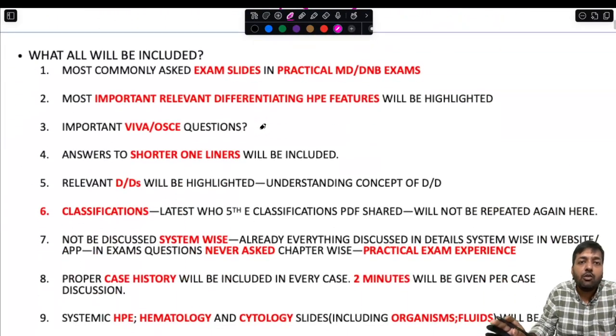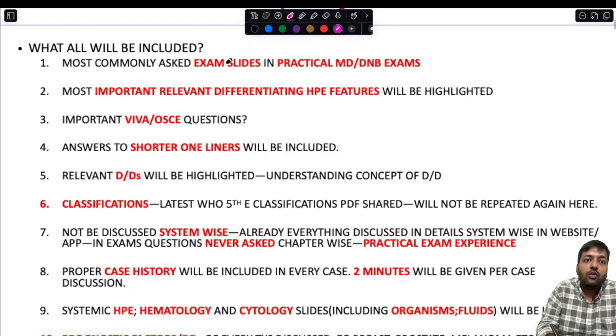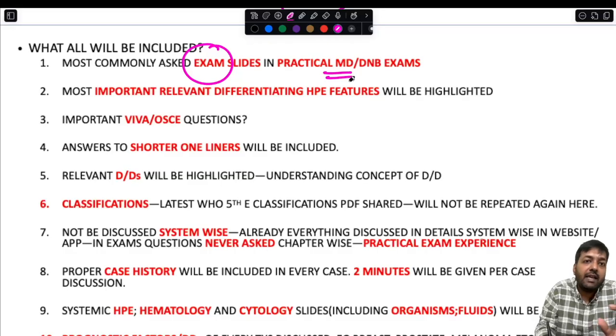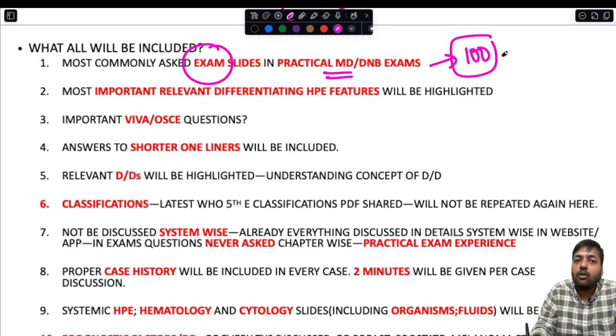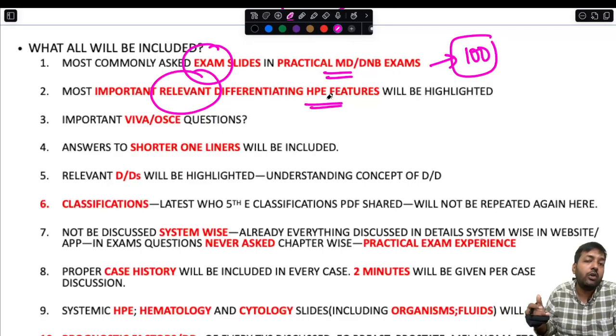So what will be included in this particular series? The most commonly asked exam slides of the practical MD DNB exams will be included. Initially the 100 most commonly asked exam slides will be included. Later on, as time permits, we will keep on adding more and more slides. The most important relevant differentiating histopathological features will be highlighted. So you do not have to read each and everything in detail, because one day before your practical exam, or say 3-4 days before the practical exam, you want something very short and concise. So we are going to highlight only the most important histopathological features.